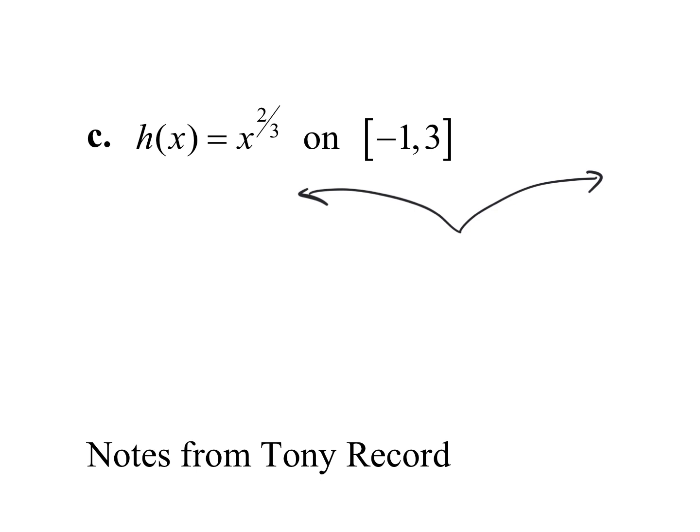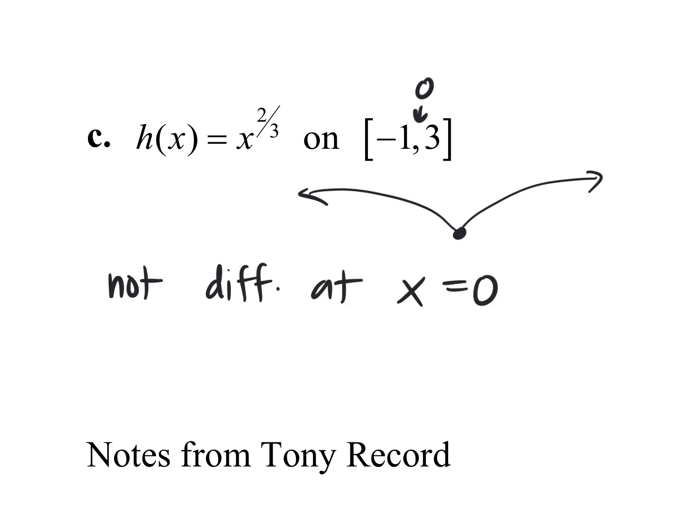So at this point would be what? 0. Okay? This point is 0, and 0 is on my interval. So therefore, there is a sharp kind of turn happening there. So it's not differentiable at that point. Okay? So not differentiable at x equals 0.